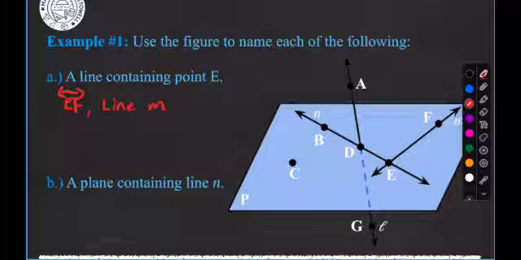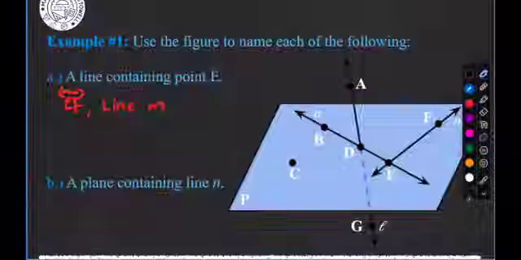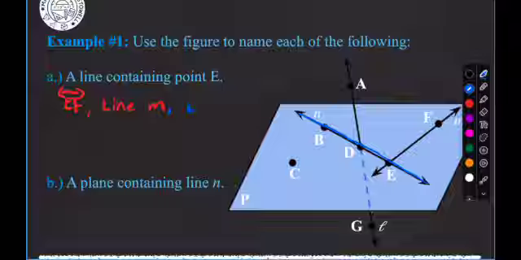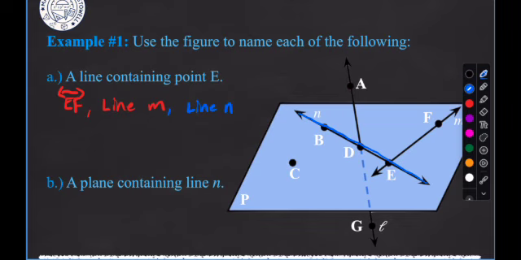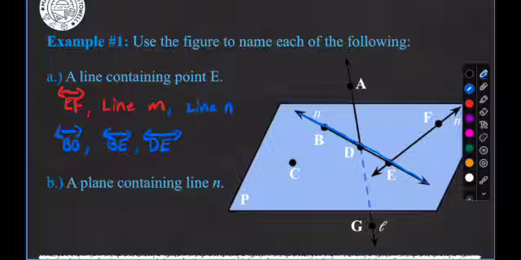That contains letter E. But wait, we have this other line. We have line N that also contains E, right? So we could say line N. But line N is also the same thing as saying line BD. So we could say, with the arrows on top, BD. We could also say BE. We could also say DE or ED. That works as well. These are all good options for this.